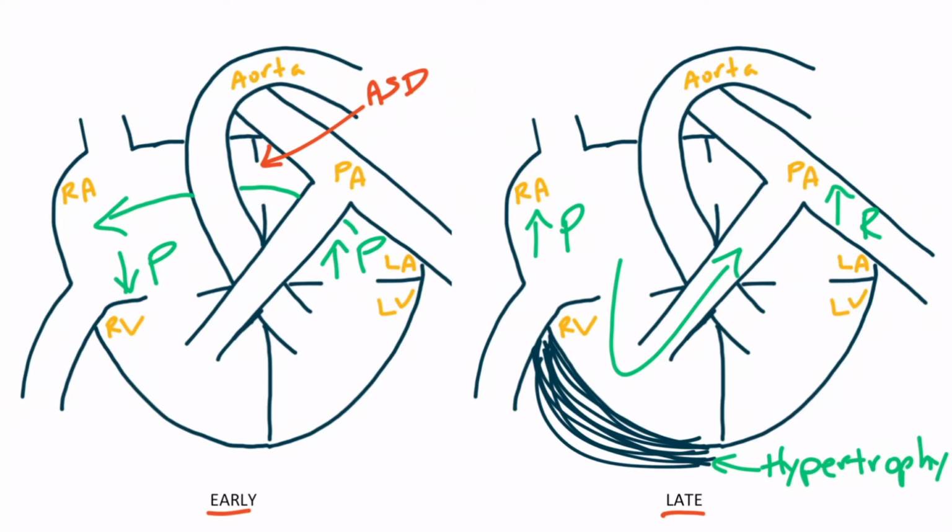So the pressure over here is less than the right side of the heart, and we get blood flowing from the right atrium into the left atrium. This is problematic because now we have deoxygenated blood going from the right side of the heart directly to the left side of the heart and then into the tissues.